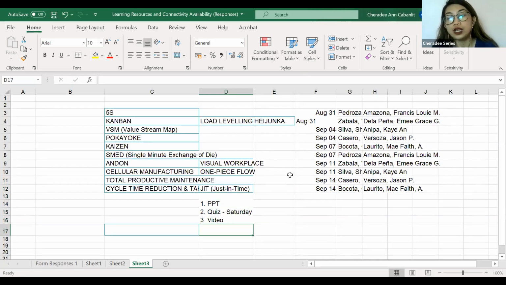At least showing what the topic is all about. Especially for topics like visual workplace, it is better if we can show a video. So please prepare a video for your classmates. Again, it doesn't mean you will be in the video. You just get a video from YouTube or anywhere, and then share it with your classmates so they can see it. Alright?